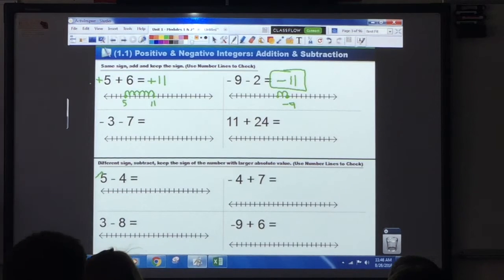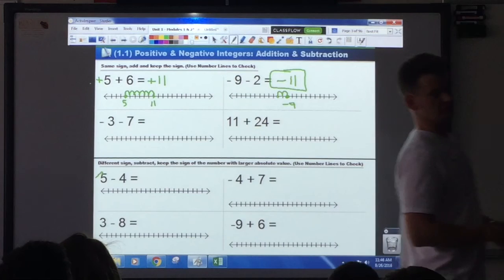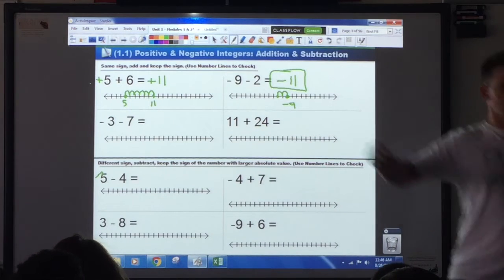And just make sure that your pencils are in your hands and that you're writing all this down. You should have both problems solved. You should have the number lines written in. You should be writing them as I go. Sergio, what's up? Shouldn't it go right? I'm decreasing. We have a number line, right?